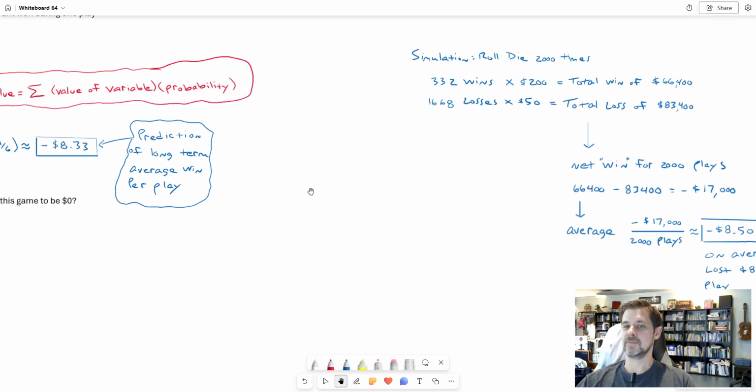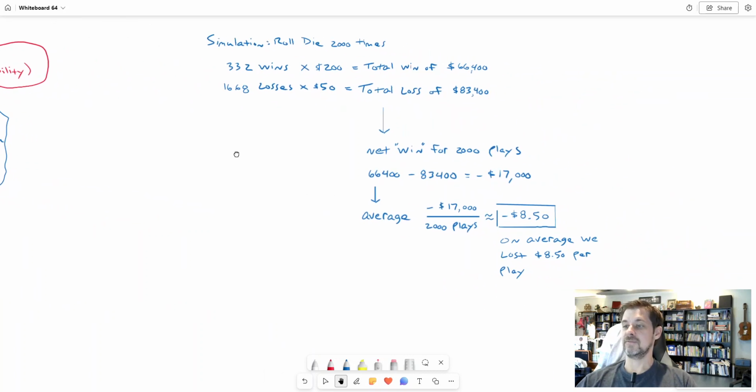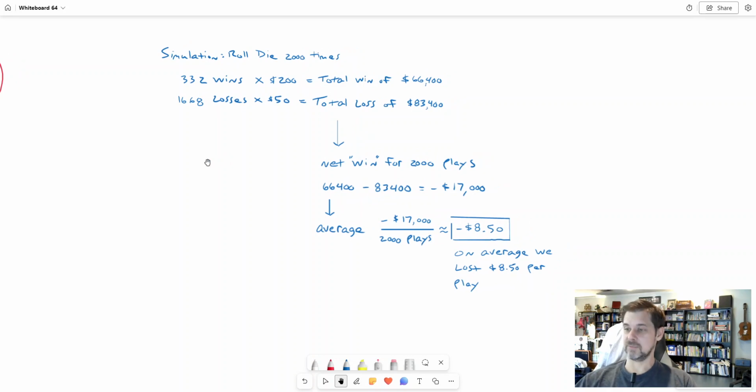Now, I said that the expected value is a prediction of our long-term average win per play. So to figure out what that number would be if I actually played this game 2,000 times, if you can imagine that, it would be this. Total loss is 83.4 and my total win is 66.4. To figure out my net win for all those plays, I have to say 66.4 minus 83.4. Okay, so that's a net loss. You see, I lost more than I won. In fact, it's a net win of negative 17,000.